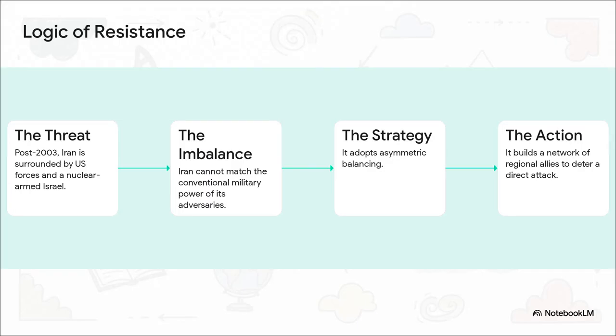And you can see exactly how this thinking played out right after 2003. Step 1. The threat. Suddenly, the US military is on Iran's eastern and western borders. They felt completely surrounded, existentially threatened. Step 2. The imbalance. They knew they couldn't match American firepower. So, step 3 and 4. They invest in a network of regional allies, what they call the axis of resistance, as a kind of forward defense. It's a way of sending a message. If you attack us, the entire region will be set on fire.